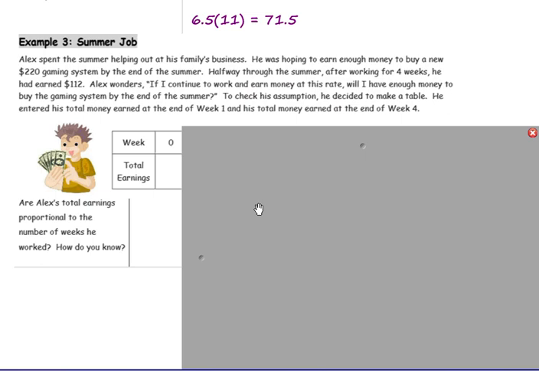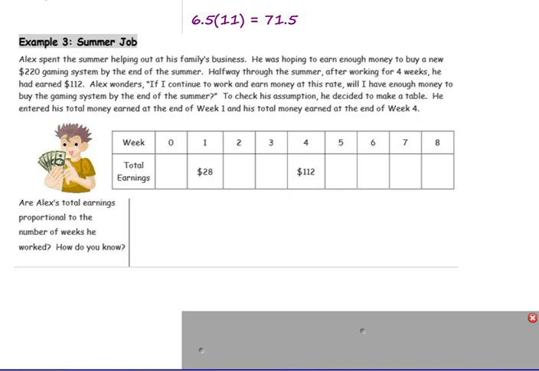To check his assumption, he decided to make a table. He entered his total money earned at the end of week 1 and his total money earned at the end of week 4. Are Alex's total earnings proportional to the number of weeks he worked, and how do you know? It means to be proportional if he's earning the same amount of money every week. So that's what we want to figure out.